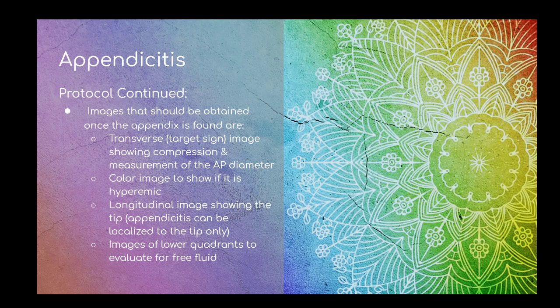And we want to show the appendix in its long form, show as much of it, take pieces of it if you have to, but we really want to show what it looks like throughout, because sometimes you have focalized appendicitis where only part of the appendix is inflamed to the point of appendicitis. When that happens, it usually happens at the tip, so we really want to make sure that we find the tip, but it can be anywhere along the appendix. And then we want to make sure that we're looking through the lower quadrants, looking for any free fluid.